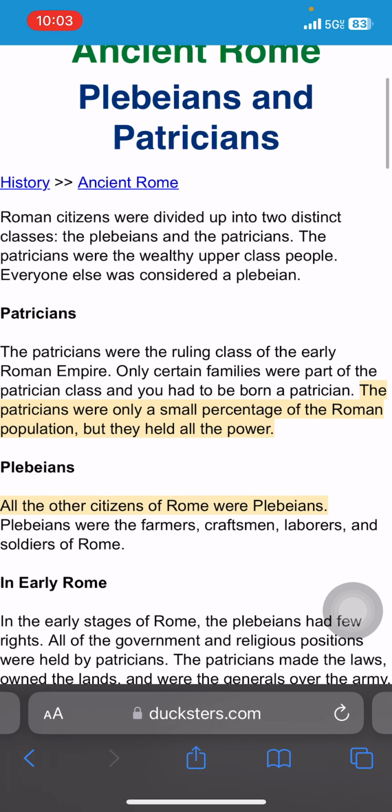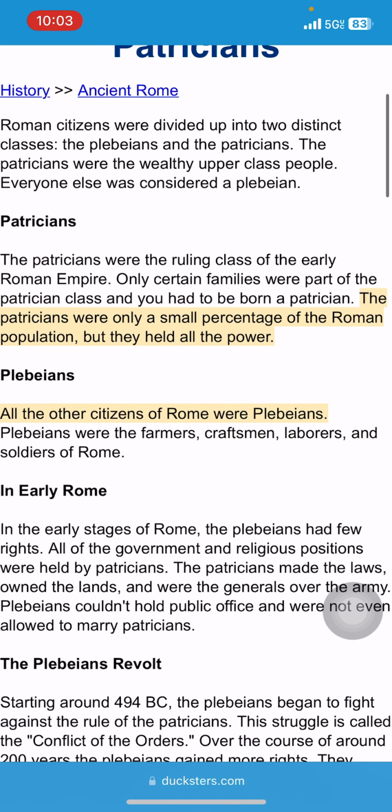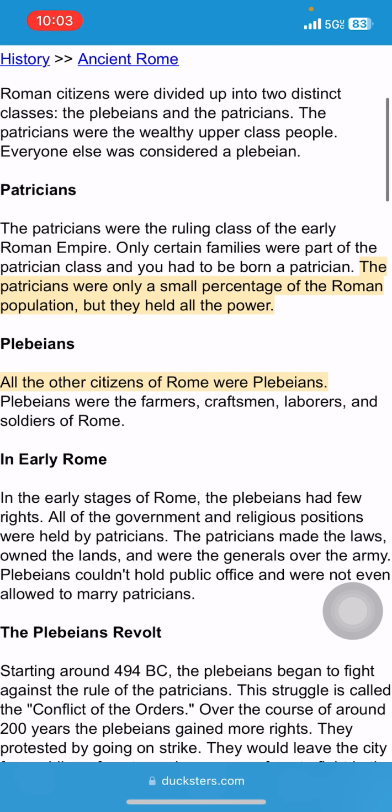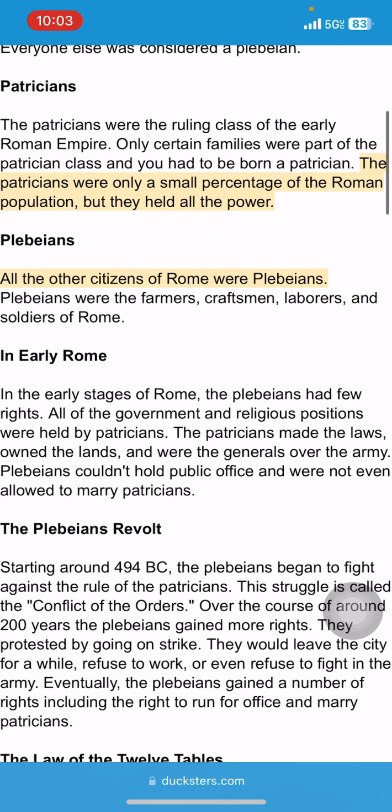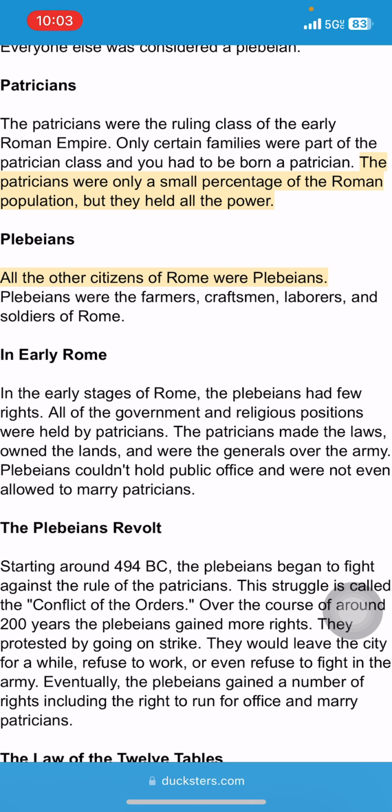Roman citizens were divided up into two distinct classes: the plebeians and the patricians. The patricians were the wealthy, upper class people. Everyone else was considered a plebeian. Wow. But it says the patricians were the ruling class of the early Roman Empire. Only certain families were part of the patrician class, and you had to be born a patrician. The patricians were only a small percentage of the Roman population, but they held all the power. All the other citizens of Rome were plebeians.